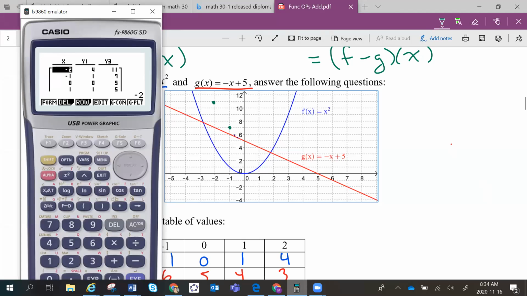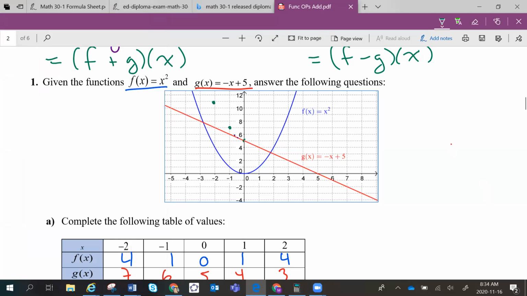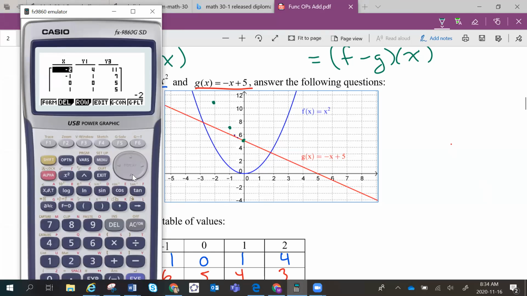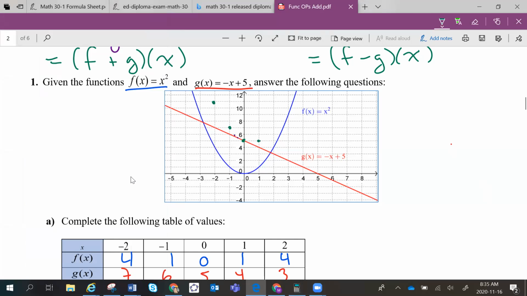The next point's at 0, 5. Right there. And I just keep going through this table. And what I'm hoping you're starting to recognize, next one's at 1, 5. The one after that's going to be at 2, 7. I'm hoping you're starting to recognize a bit of a pattern here. Okay, here's our parabola.